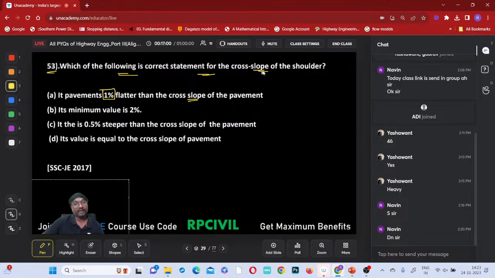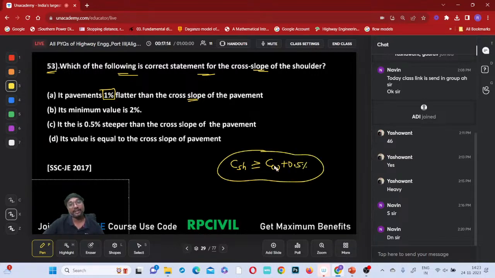So the cross slope of the shoulder means what? Cross slope is nothing but the camber of the shoulder. Camber of the shoulder is greater than or equal to which one? This is the camber of the carriageway plus 0.5 percent. So the camber of the shoulder will be taken as 0.5% higher than that of the carriageway. So it is 0.5% steeper than the cross slope of the pavement. So option C is the correct answer.